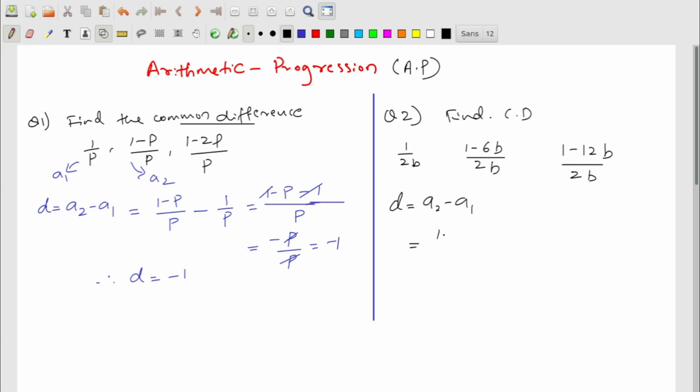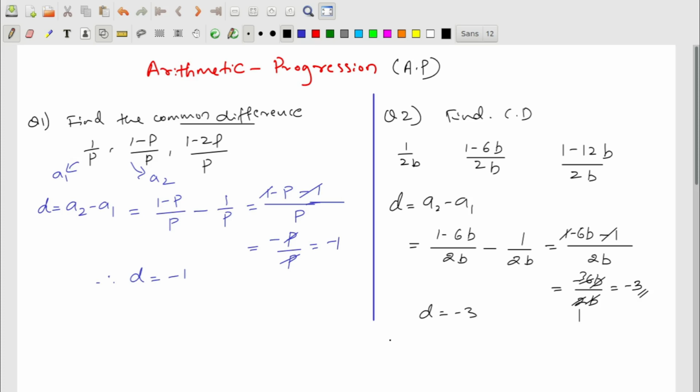So take the second term, (1 minus 6b) divided by 2b, minus 1 by 2b. Here the denominator is the same in both fractions, so the LCM will be 2b. Again, no need to cross multiply, just take the numerators, 1 minus 6b from the first term and then minus 1. Again this 1 and minus 1 will cancel out, then you are left with minus 6b divided by 2b. b and b will cancel out, 2 ones are 2, 2 threes are 6, then you will be left with minus 3. So here the common difference is minus 3.